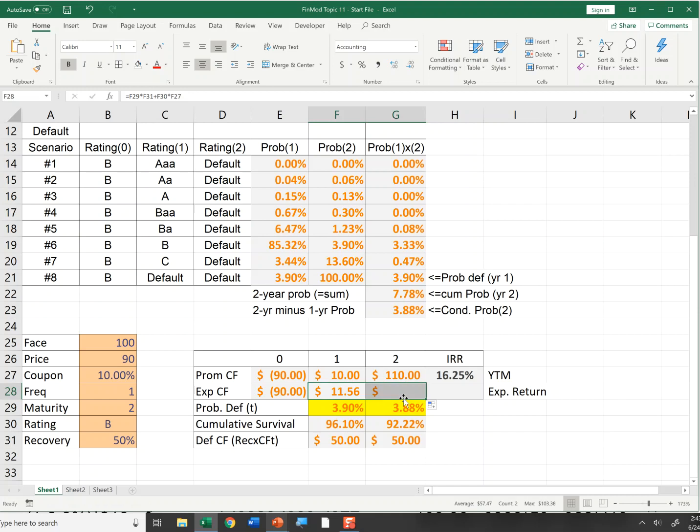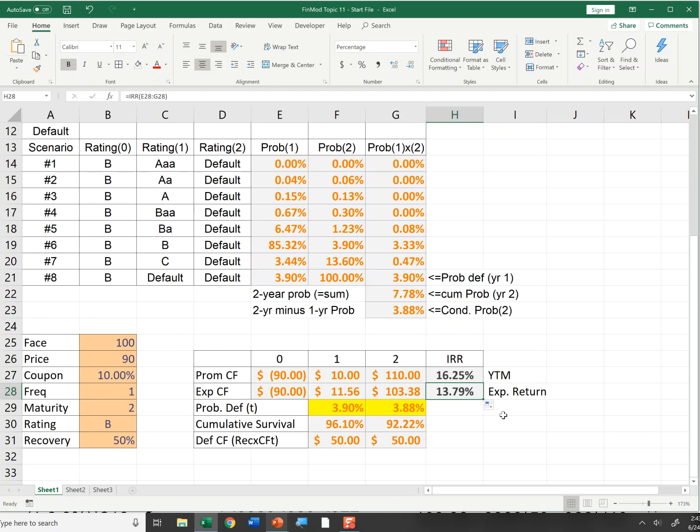Let's copy this formula. In period 2, there's a 3.88% chance you get 110. I'm sorry, you get 50. There's a 3.88% chance this bond defaults in year 2, and you get recovery. There's a 92% chance you get the 110. So the expected cash flow in period 2 is now less than the promised cash flow, because it may have died earlier, is 103. If I take the IRR of those expected cash flows, I get 13.79%.